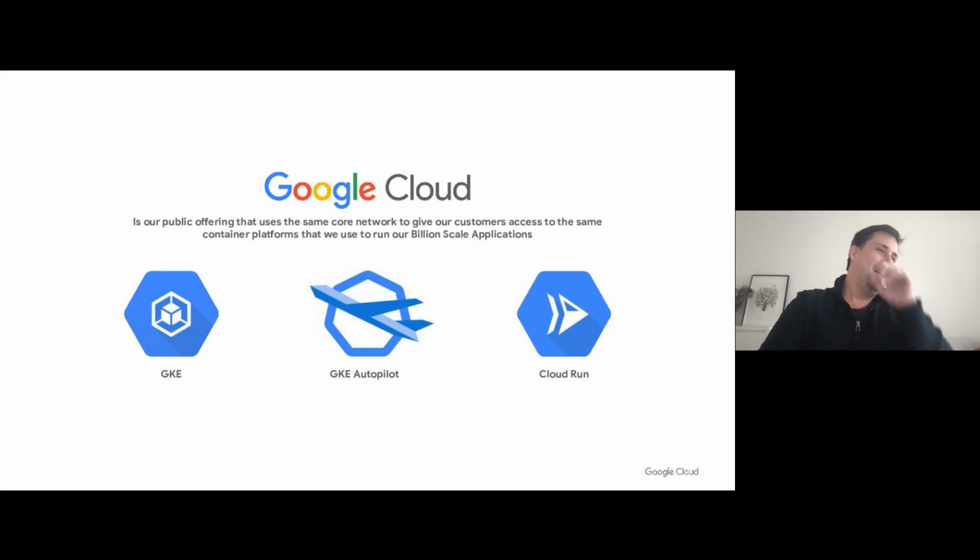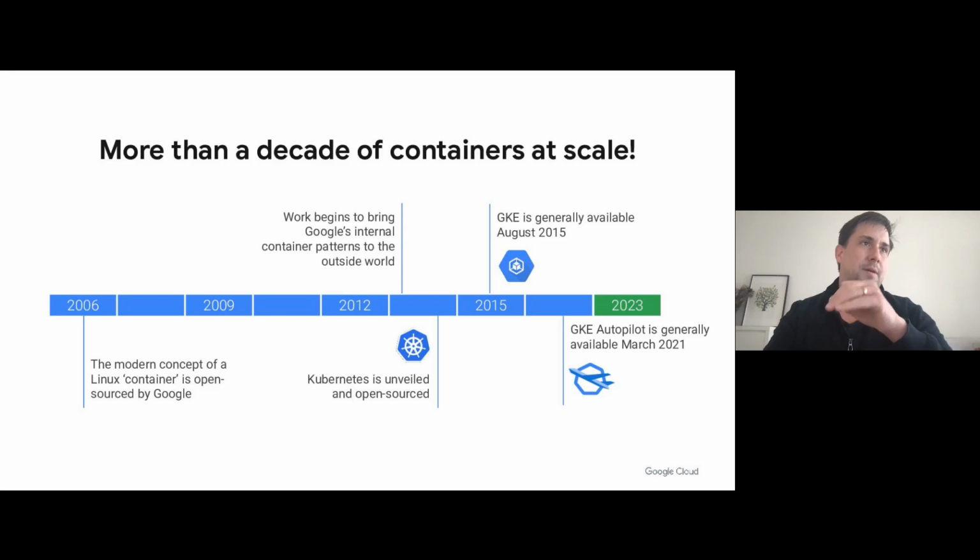Cool, awesome. So there are three primary offerings inside Google Cloud. Google Cloud, as I said, runs on our billion-scale application core network, which has this awesome global reach. And the reason that we offer this content in this way is because Google has more than a decade of experience at running containers at scale.